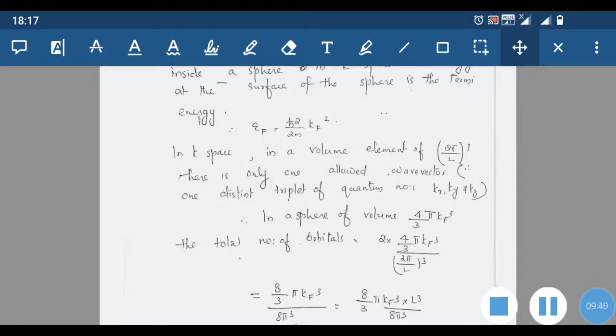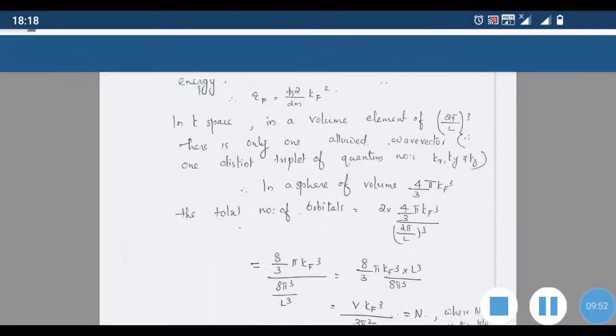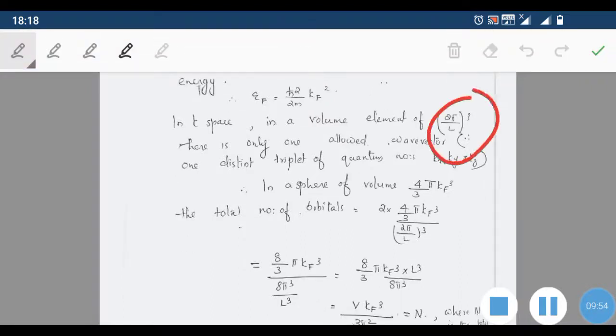So in k space, each point in the sphere corresponds to one allowed value of k. So a volume element in k space is represented as 2 pi by L the whole cube. Usually this k space is the reciprocal space.